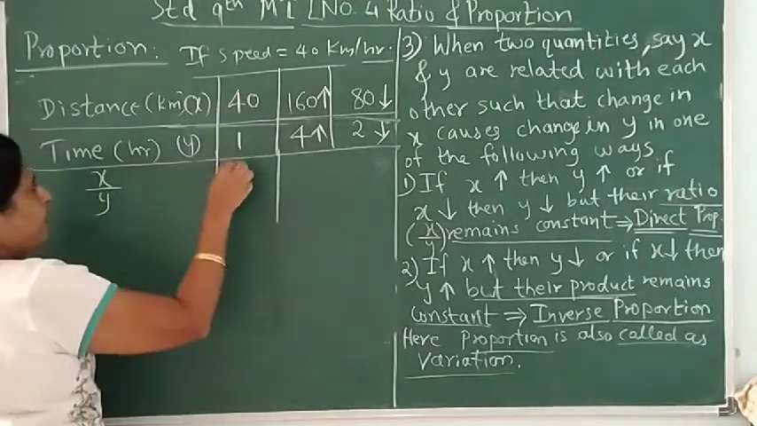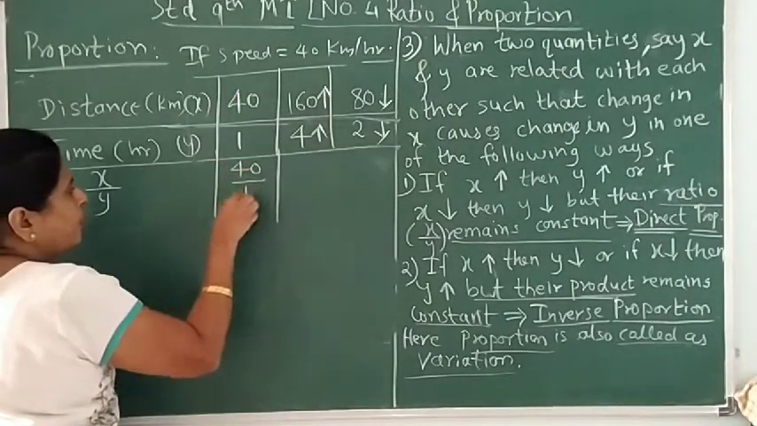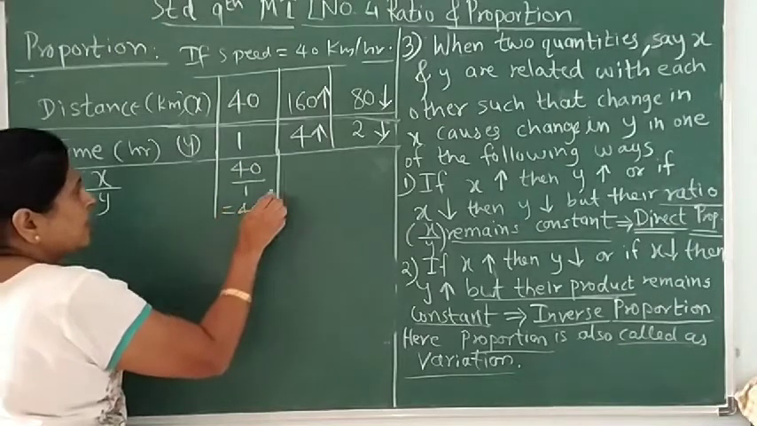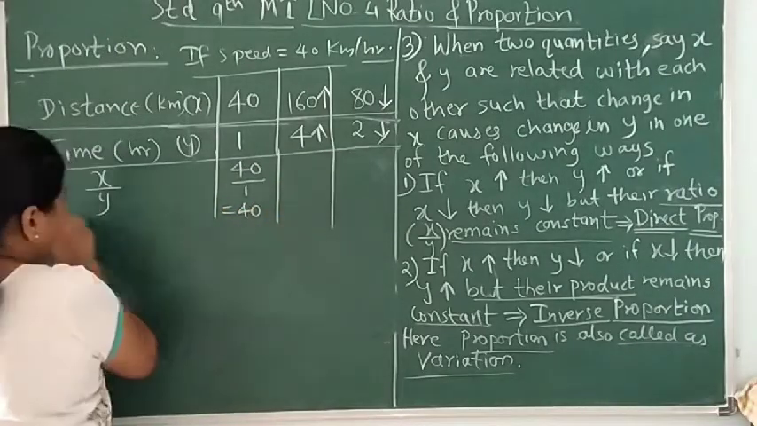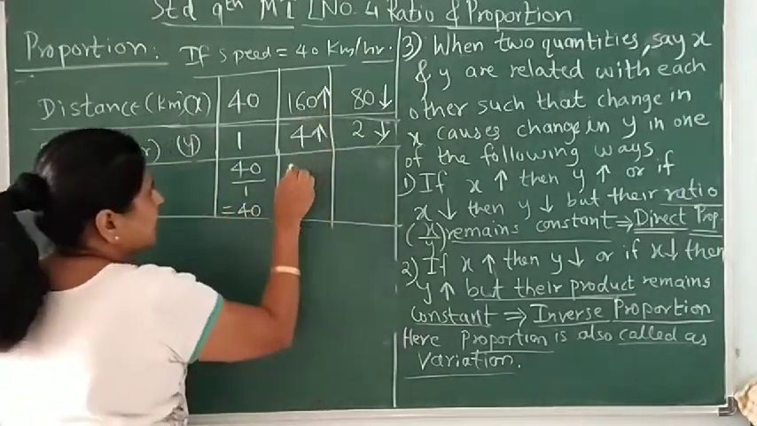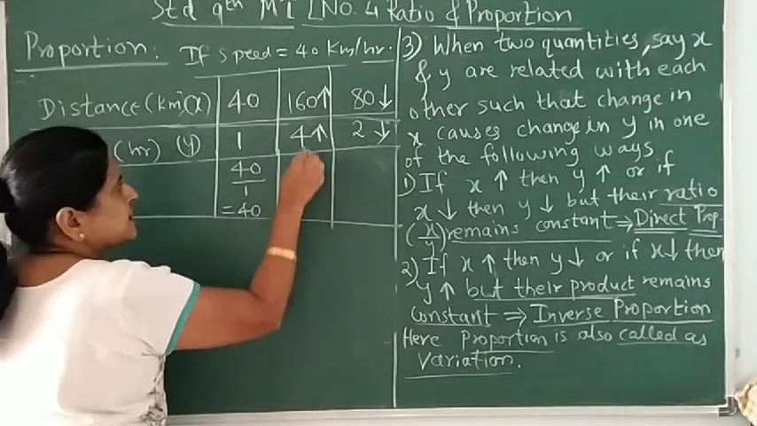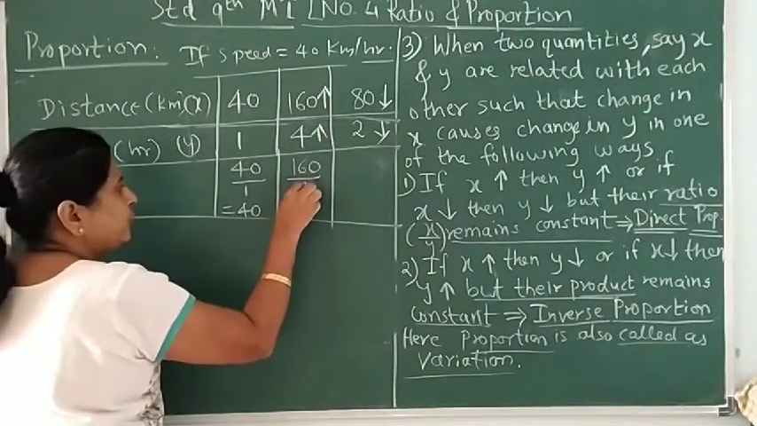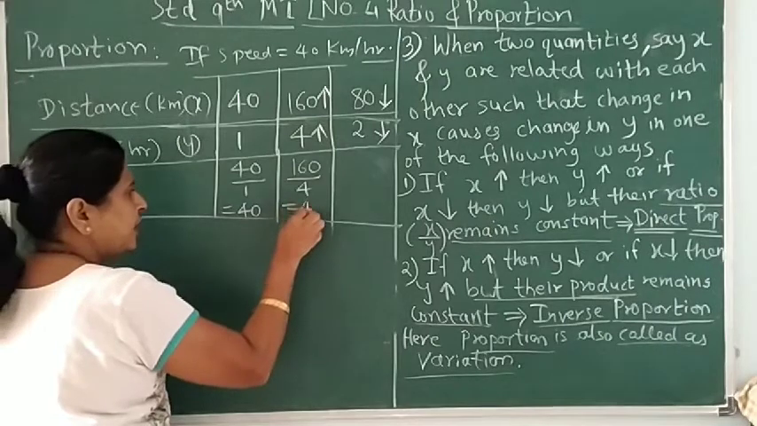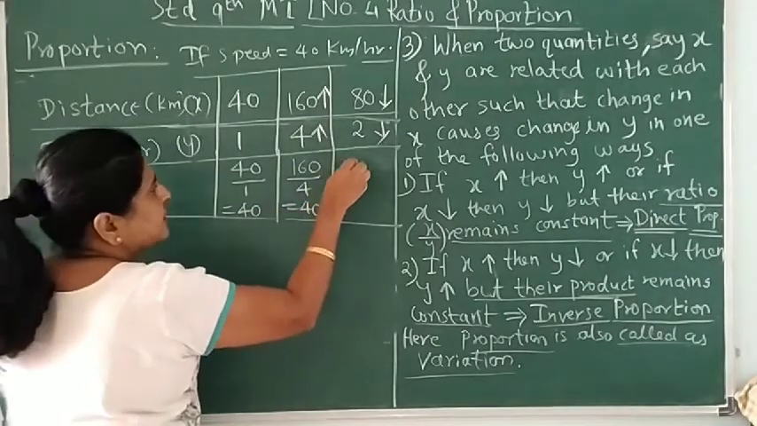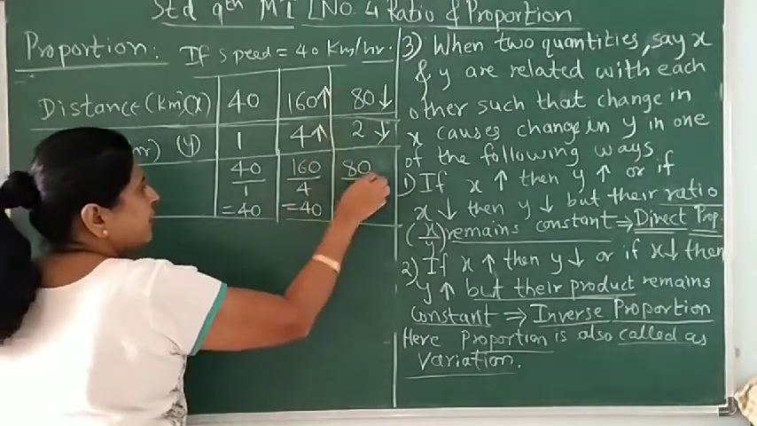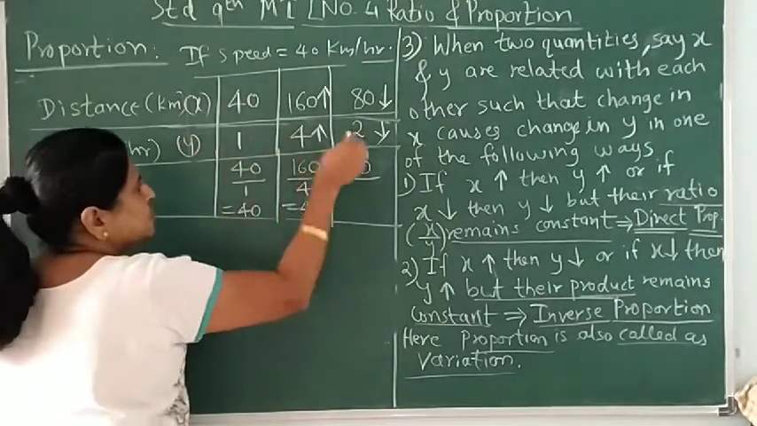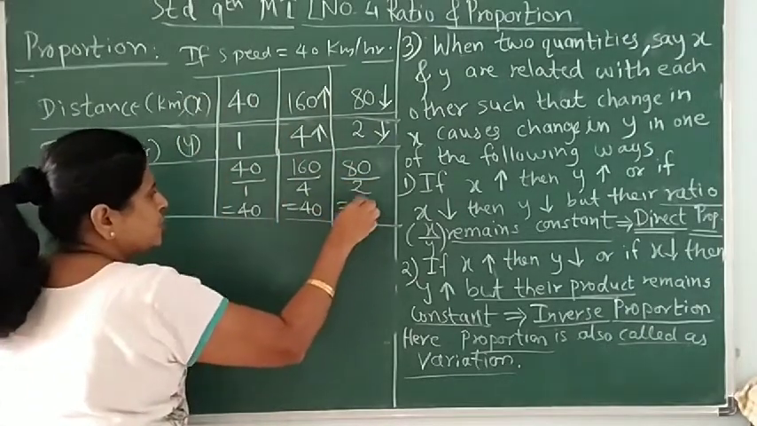So in this case, 40 upon 1, the value is 40. What is the ratio of x upon y in the second case? It is 160 upon 4. If you divide 160 by 4, you get 40. In the third case, where 80 is your x and y is 2, 80 upon 2 is also 40.